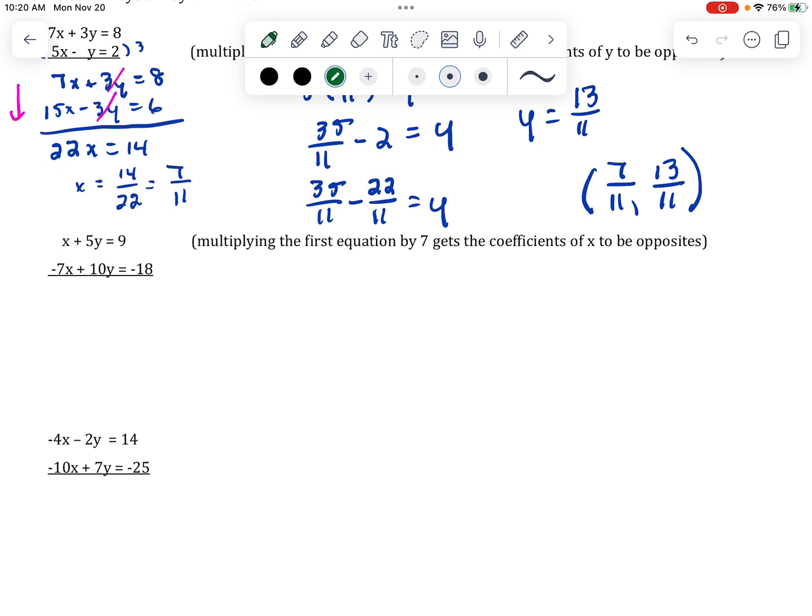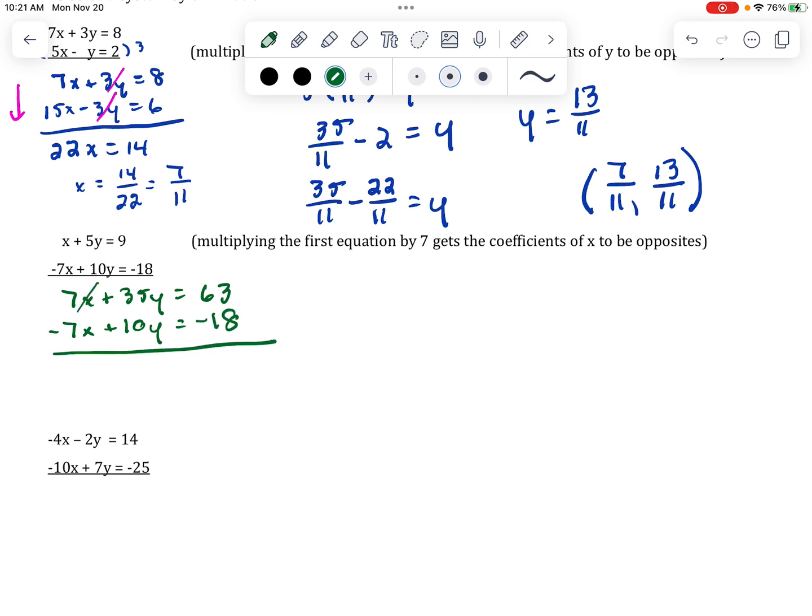Why don't you turn off the video, try the second and third, and then come back, and I will go through them. So I'm noticing in the second equation system, there's several things I could do. I could multiply the top equation by 7. I could multiply the top equation by -2 to get the y's to have different coefficients. I could divide the second equation by -2. I am going to multiply the first equation by 7. So 7x plus 35y equals 63. I'm going to leave the second equation alone.